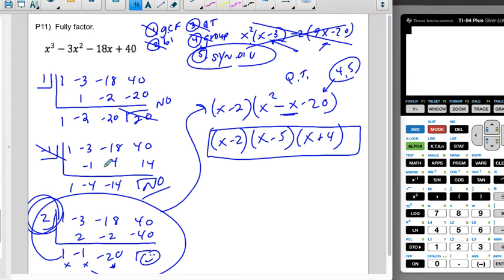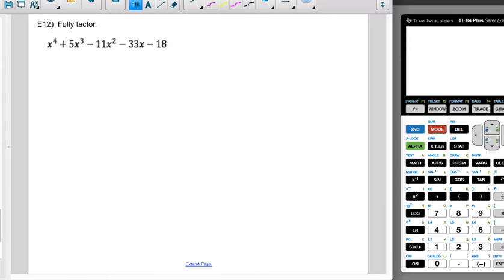Now, the first hit that you got didn't have to be the x minus 2, right? Like maybe you inexplicably guessed 5 first and factored this out first. It's going to look a little different, but you'll end up with the same 3 factors at the end. All right, let's try another one.